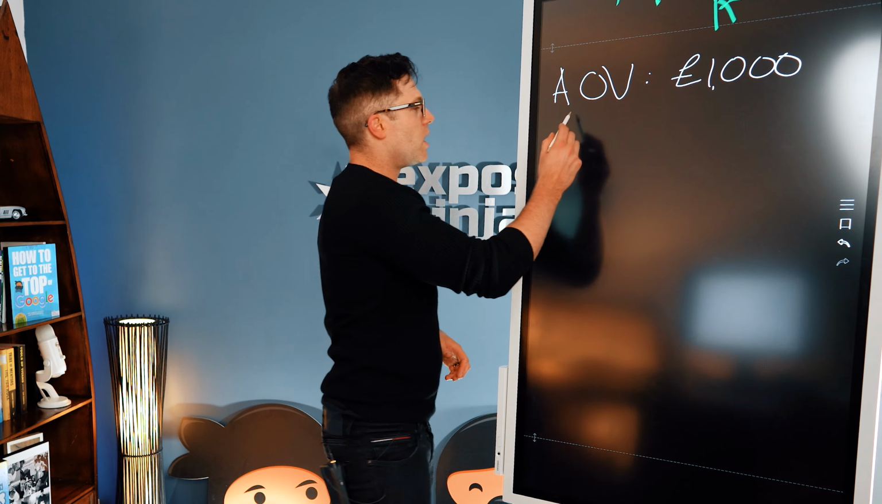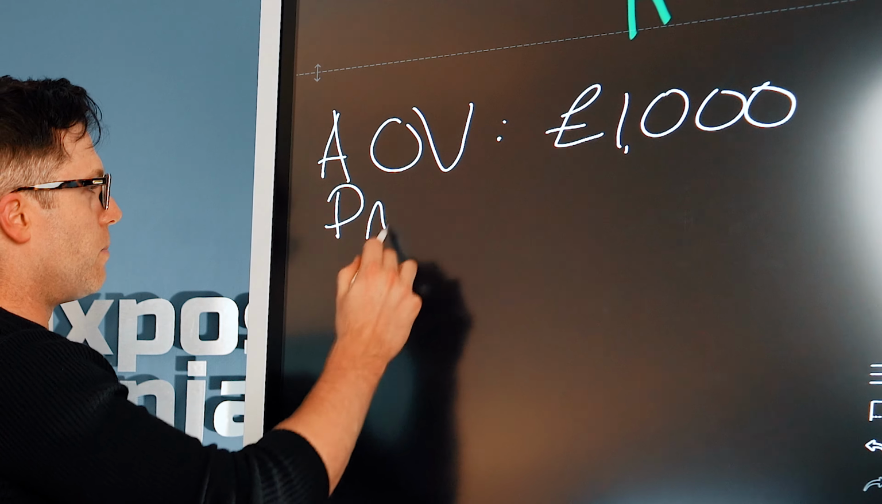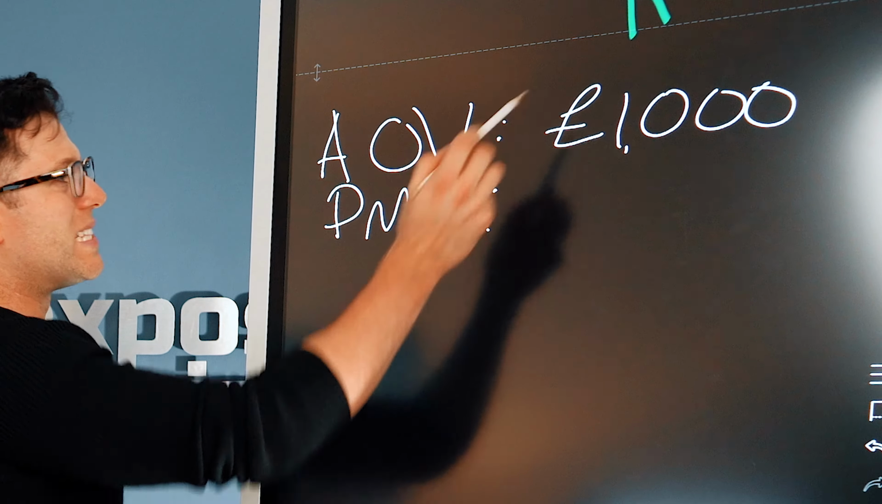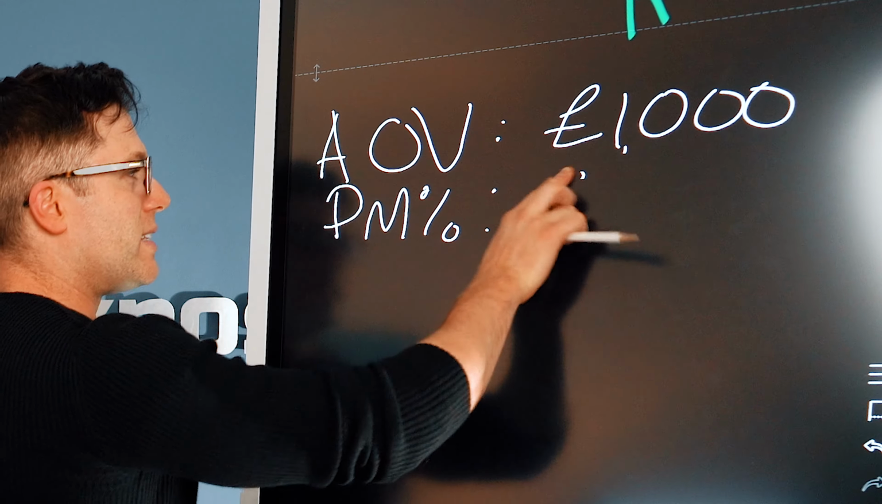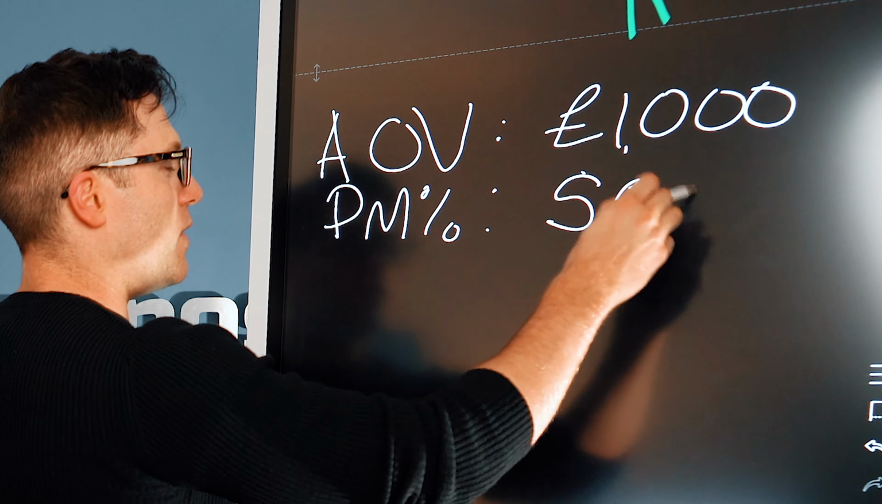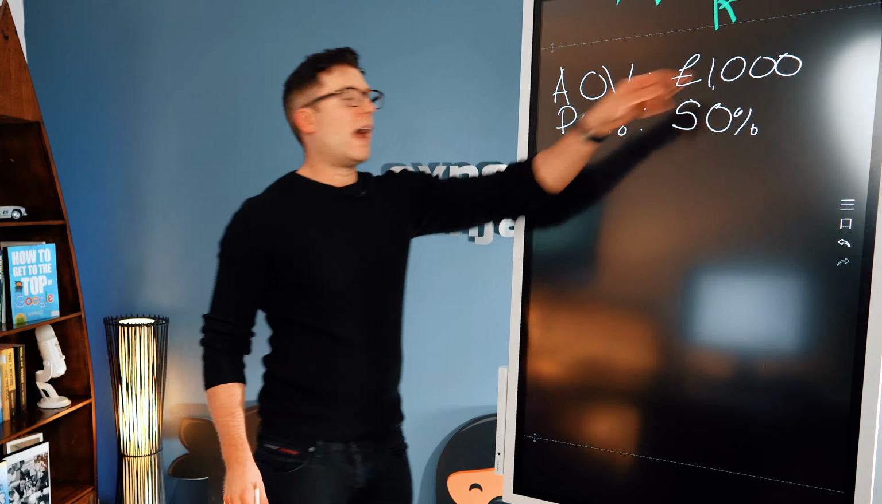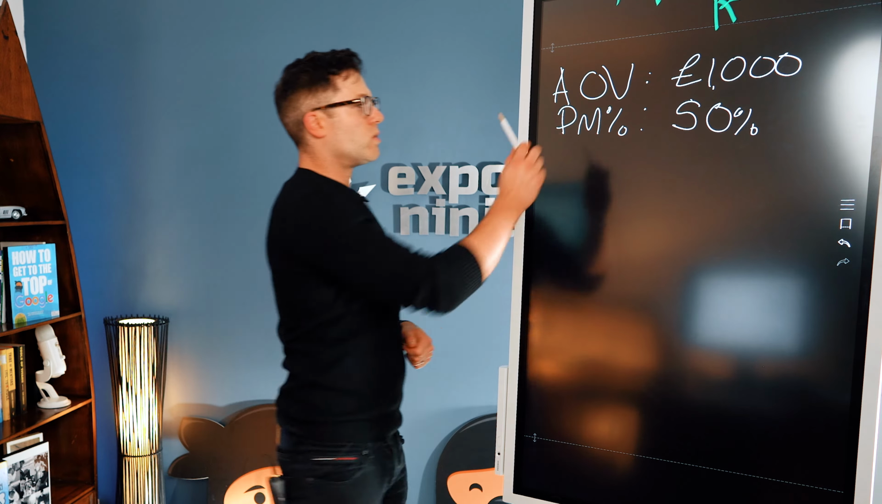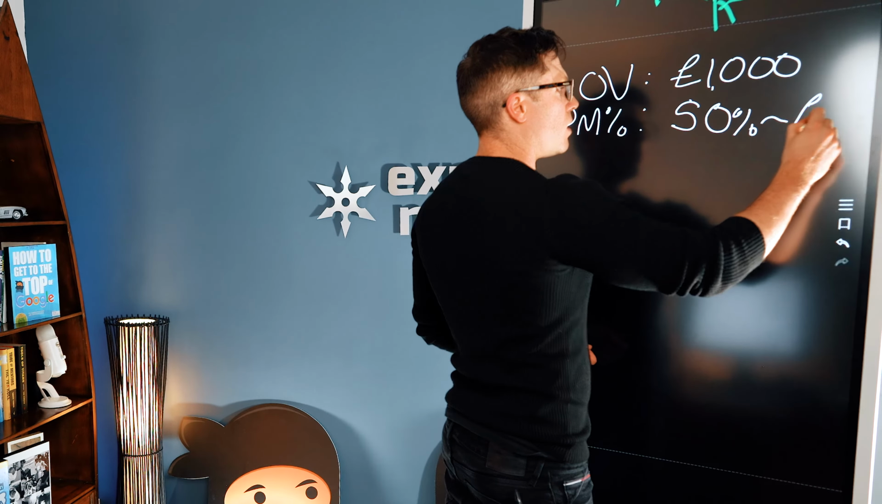The next thing that we need to know is the profit margin. So what percentage of that is going to be profit? Let's say that the profit margin is 50%. So we know that on our average order of £1,000, we're making £500 profit.